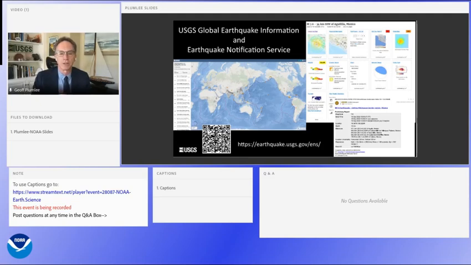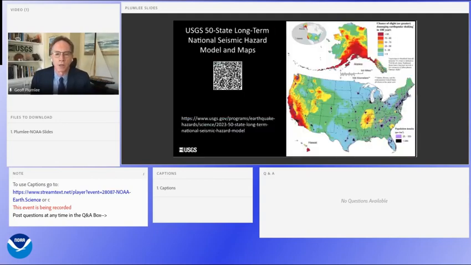Those living in the DC region probably saw that for the recent fairly low magnitude earthquake that affected New Jersey, Philadelphia, areas like that. Our earthquake hazards folks also play directly into national security: we do this national seismic hazard model and map, which is used in the establishment of building codes that help make populations safer.